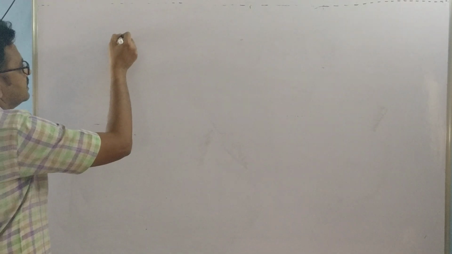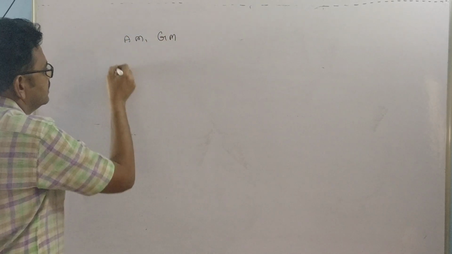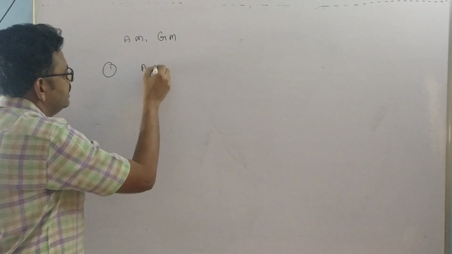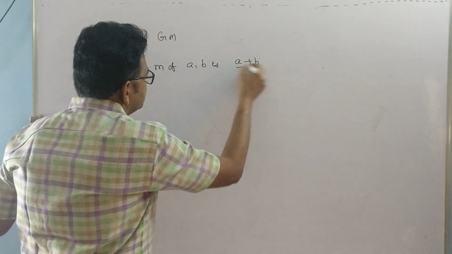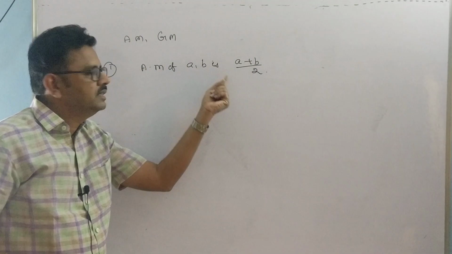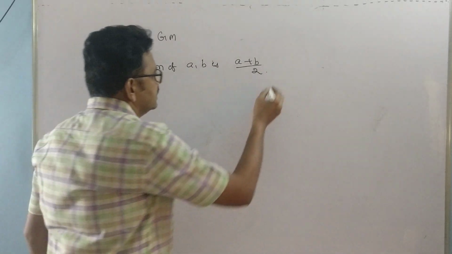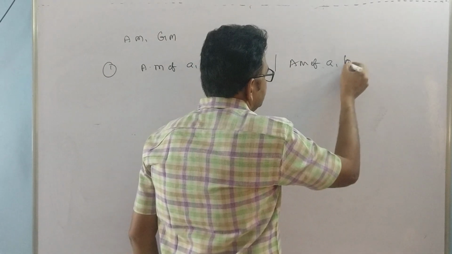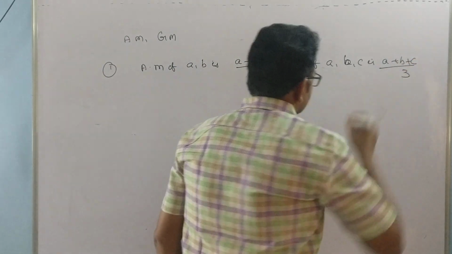So we have the relations AM and GM. That means what? Just a brief introduction about this one. The arithmetic mean of a comma b is a plus b by 2. If you take arithmetic mean of a, b, c, it is a plus b plus c by 3.